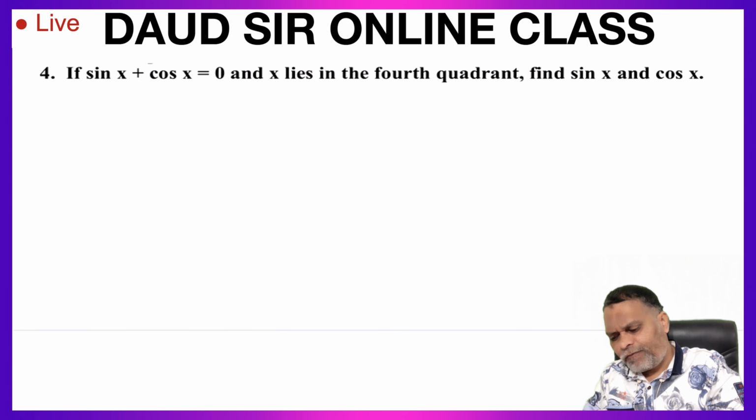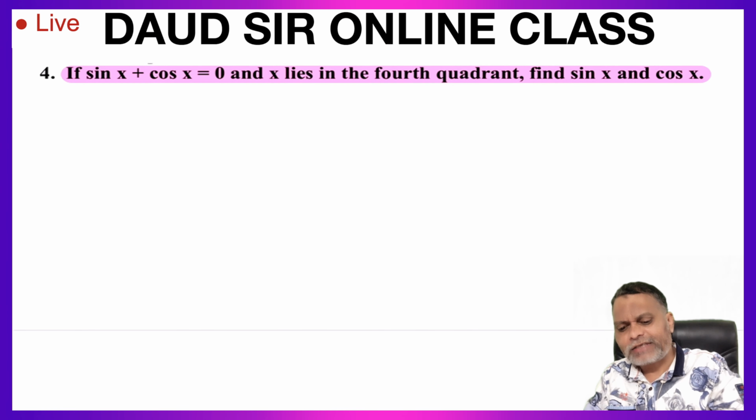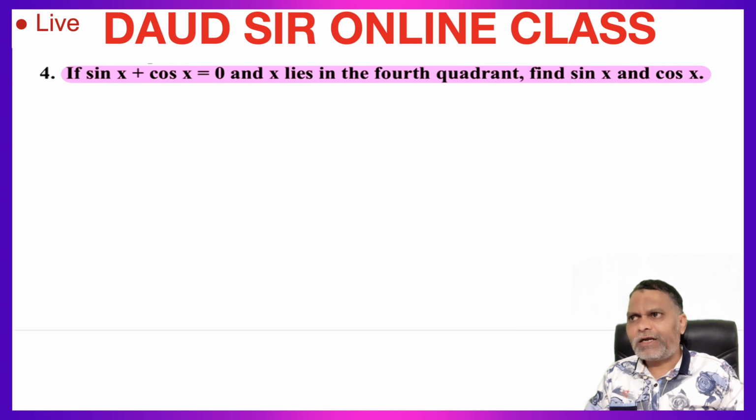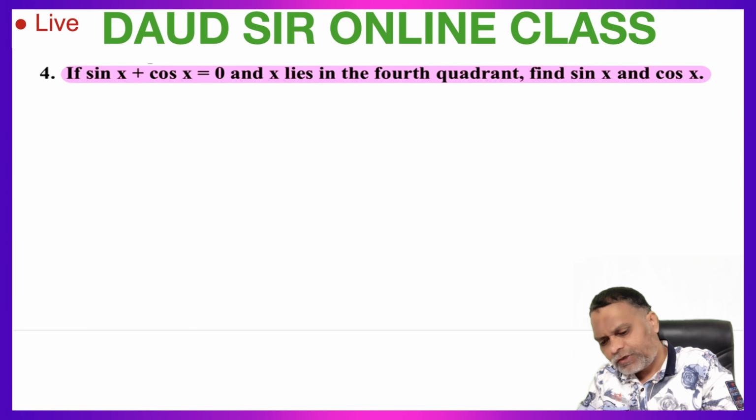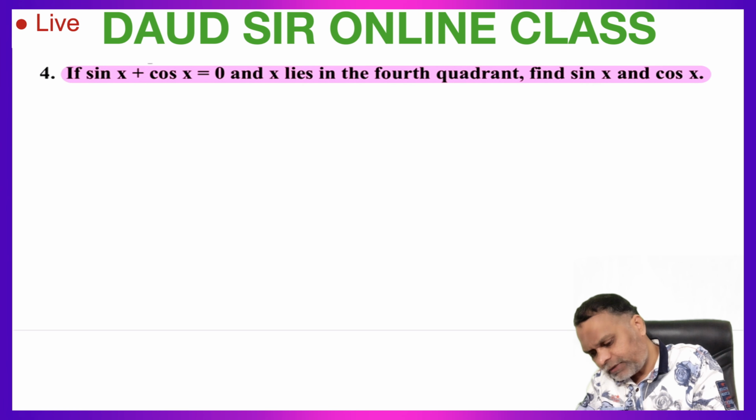Question number 4. If sin x plus cos x is equal to 0 and x lies in the fourth quadrant, find sin x and cos x. Here one condition is given, sin x plus cos x is equal to 0 and x lies in the fourth quadrant. So we have to find out the value of sin x and cos x. You know, in the fourth quadrant, cos and its reciprocal sec are positive, other trigonometrical ratios are negative there. So first use this given condition.